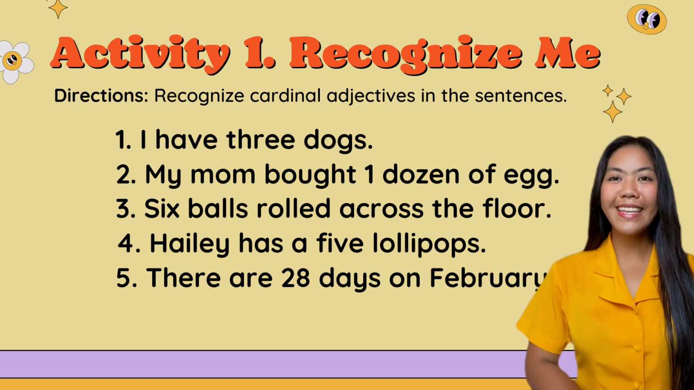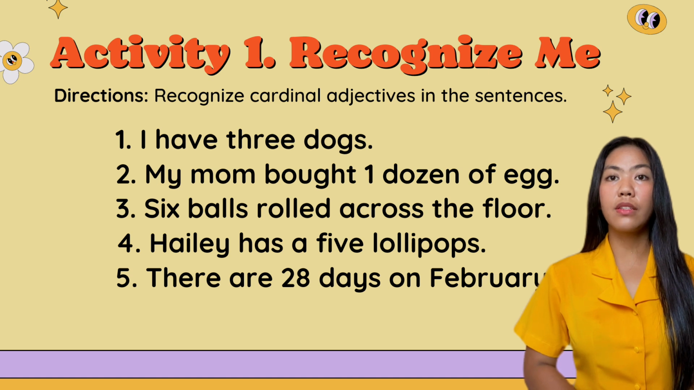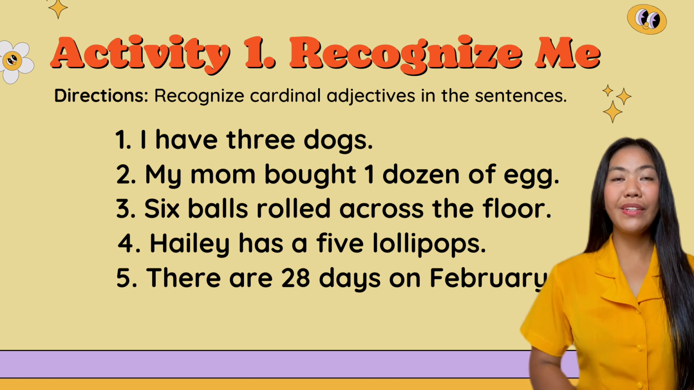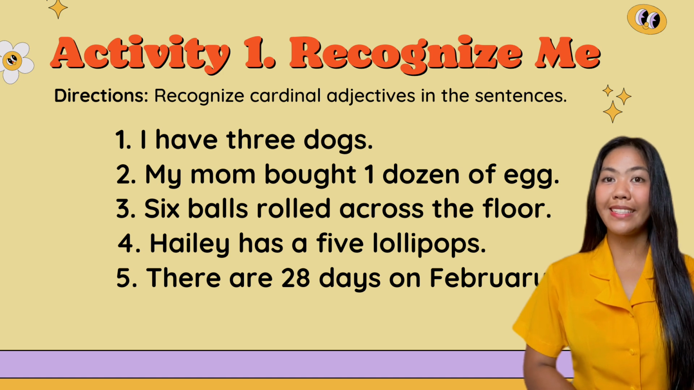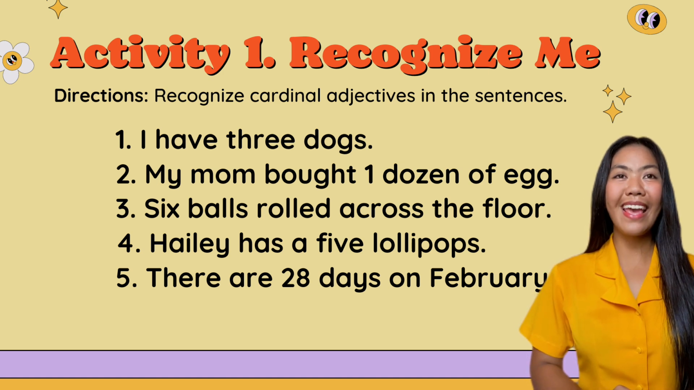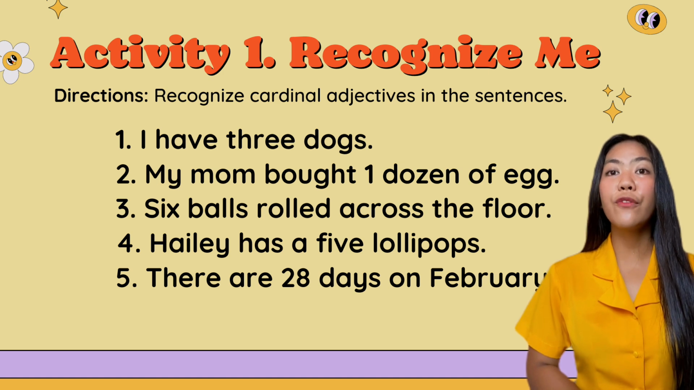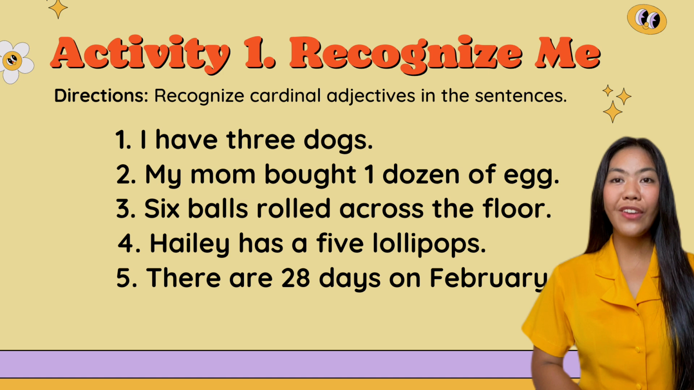For the fourth sentence, Haley has 5 lollipops. How many lollipops does Haley have? Very good. Haley has 5 lollipops. And which is the cardinal adjective in the sentence, children? Very good again. It is the word 5. So we spell 5 F-I-V-E.